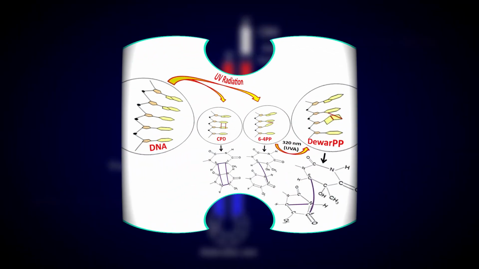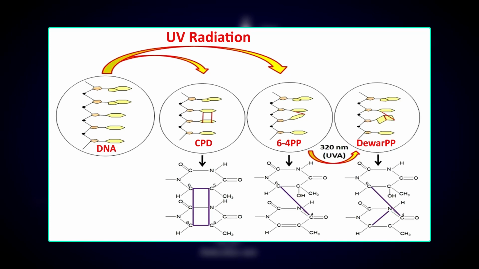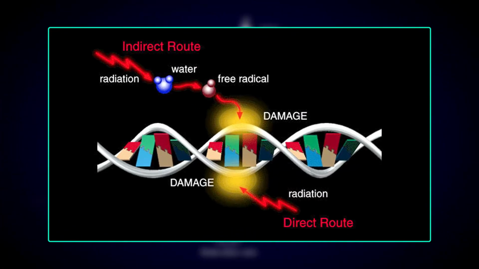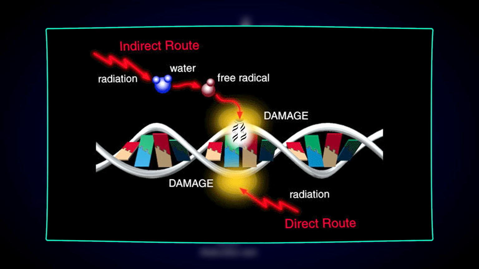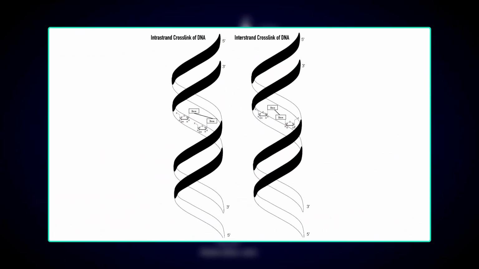Their effects vary from agent to agent. For example, ultraviolet light exposure causes the formation of cyclobutane pyrimidine dimers and pyrimidine 6,4-pyrimidone photoproducts. Ionizing radiation causes the introduction of single and double DNA strand breaks. Chemotherapeutic drugs, on the other hand, cause inter and intrastrand DNA crosslinks.